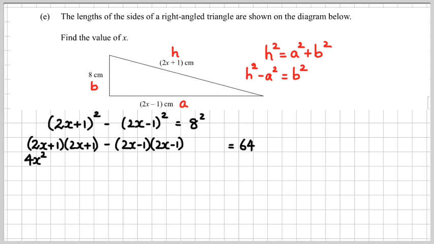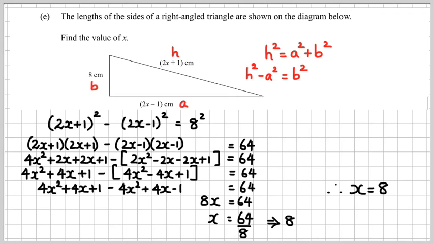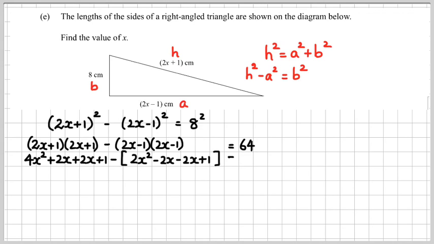Expanding this, we've got 4x squared plus 2x plus 2x plus 1, minus. Putting this in a big bracket always helps. So 2x times 2x is 4x squared, minus 2x, minus another 2x, plus 1. Sorry about that, I pressed the wrong button. All this equals 64. Now I want to simplify the brackets, combining the common terms. So I've got 4x squared plus 4x plus 1 minus, and I made a mistake at the top, it should be 4x squared, not 2x squared, 4x squared minus 4x plus 1, and this equals 64.